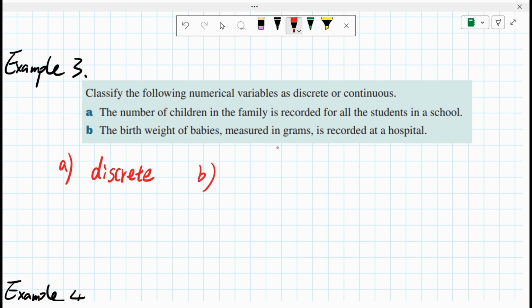And the birth weights of babies, measured in grams and recorded at the hospital. So which is this one? Definitely continuous, because this data can take any values, limited only by the accuracy to which the weight can be measured.